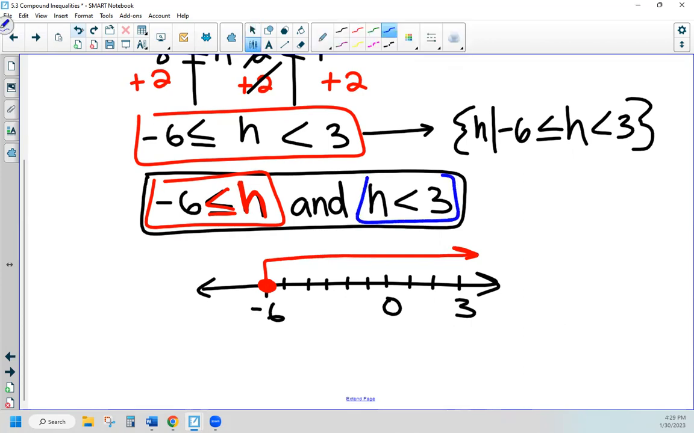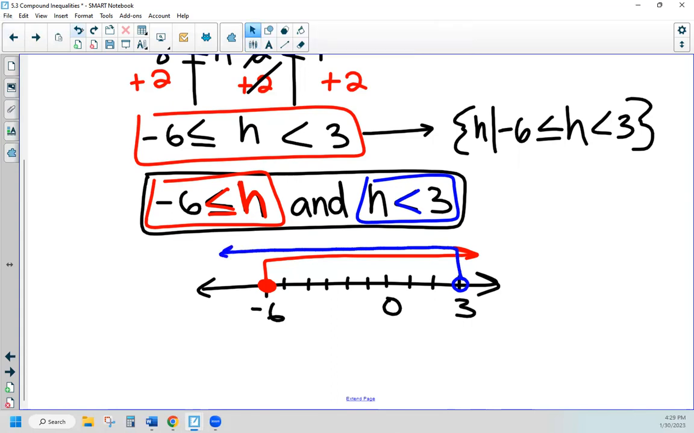Now focusing on this one right here, where h is less than 3. So open circle, because we have this symbol here without the or equal to, and less than means that we are going to the left. Now, where are the answers for this inequality? The answers that are in this inequality are located in the shaded region. It's the shared section, okay? The shared section only.